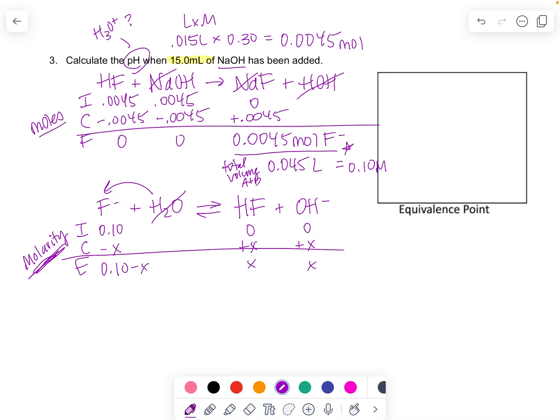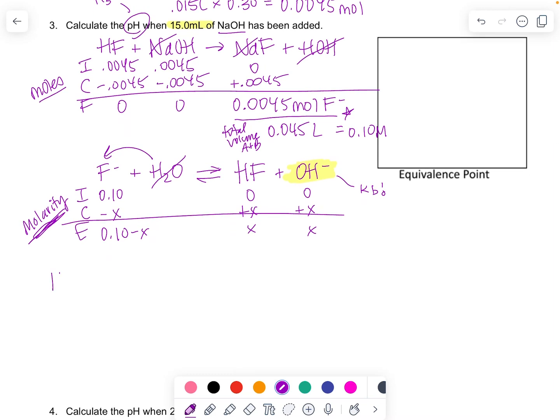So to figure out what is the concentration of this OH minus so that I can then find H3O plus, I will need to set up the equilibrium for that. In this case, I'm going to use Kb because this is creating OH minus. So I can't use the Ka, I need to use Kb. So Kb is equal to the concentration of HF times the concentration of OH minus over the concentration of F minus. I am going to ignore this minus X because my value is so tiny.